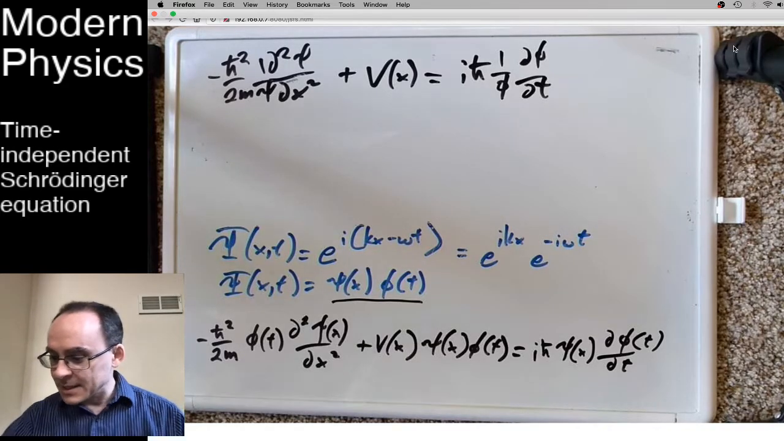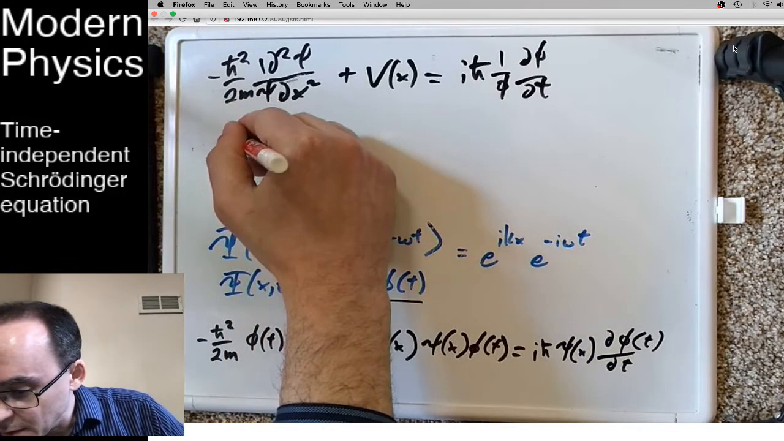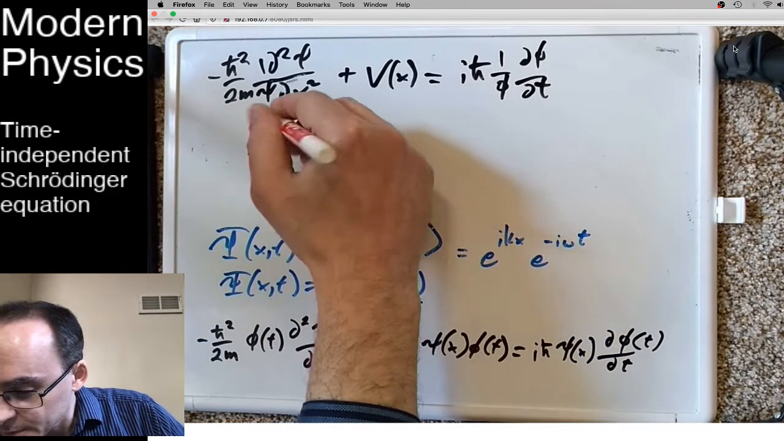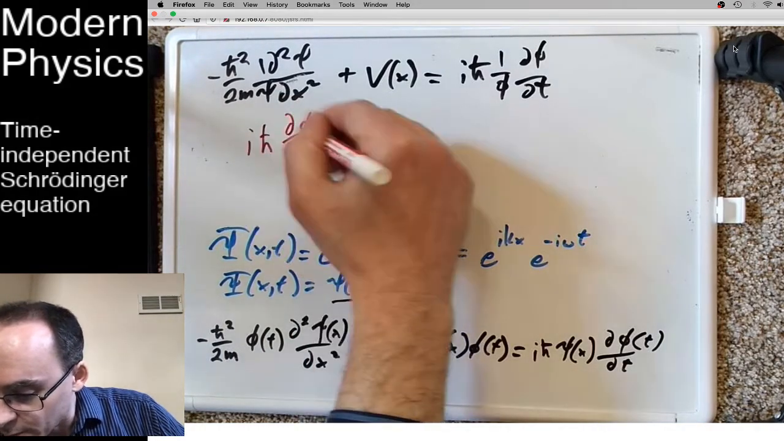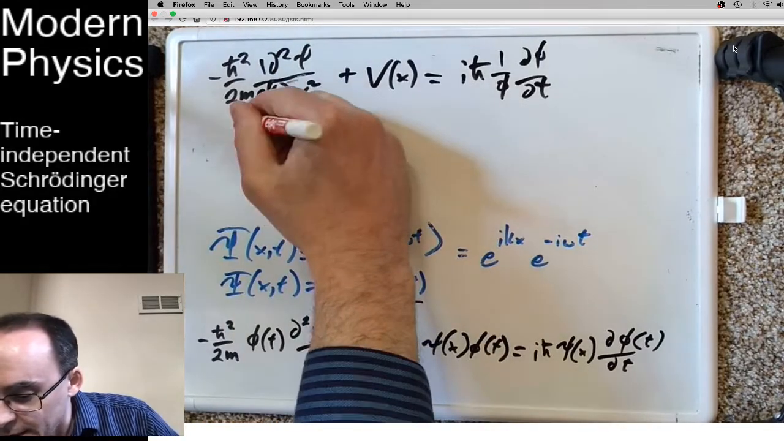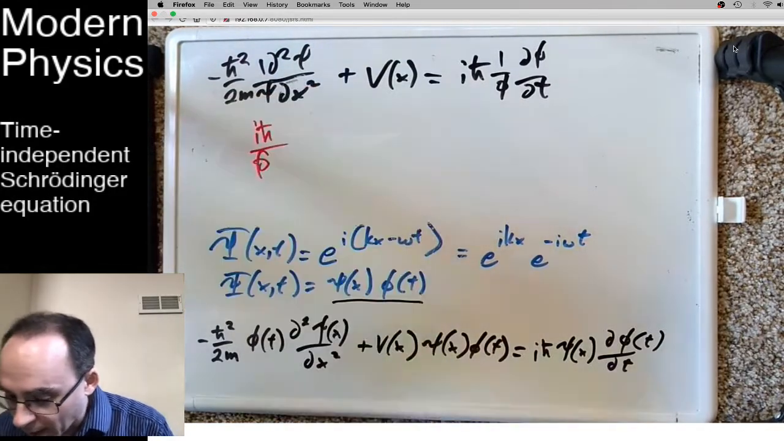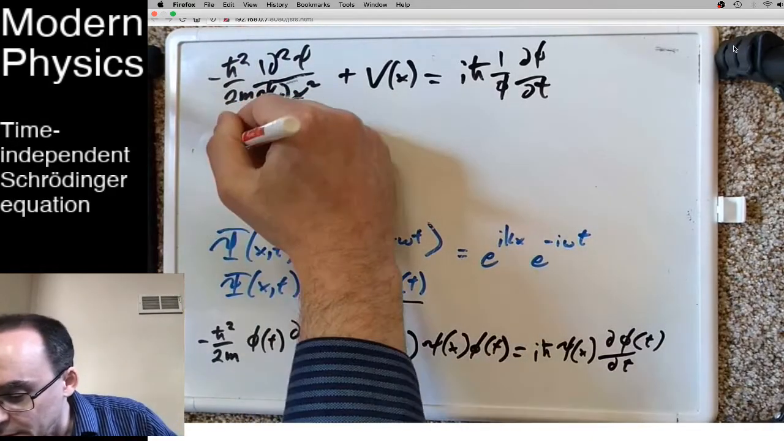But what it means is let's actually focus on the right-hand side. That's very simple. That means i h bar d phi dt over, that's a t, not an f. Let me write this again. i h bar over, wow. All right.